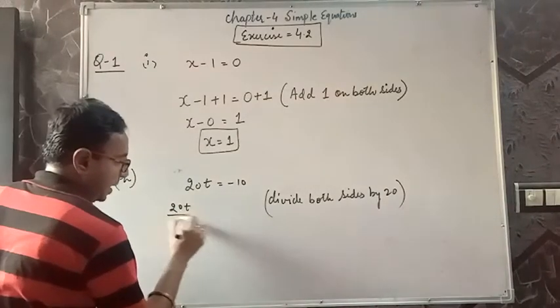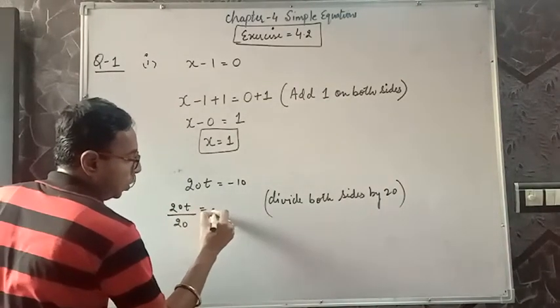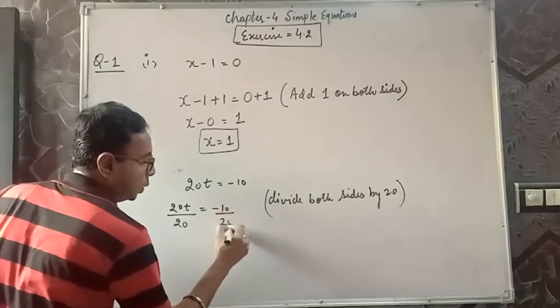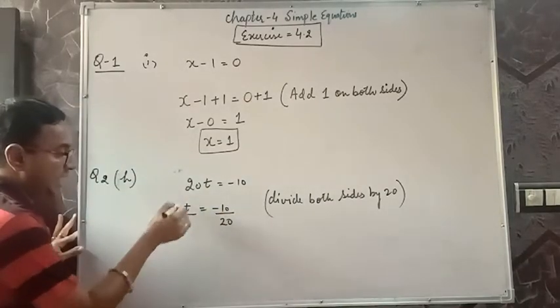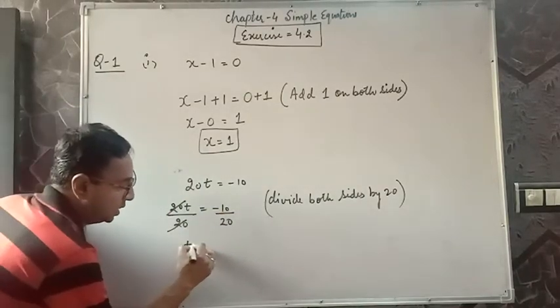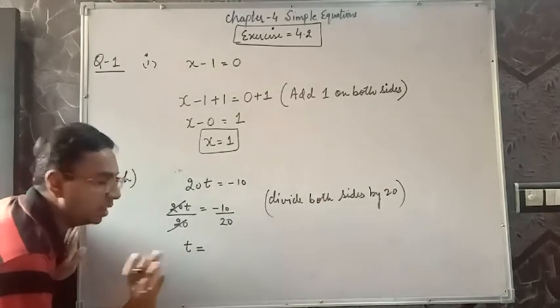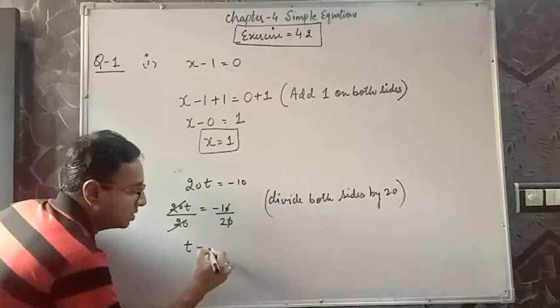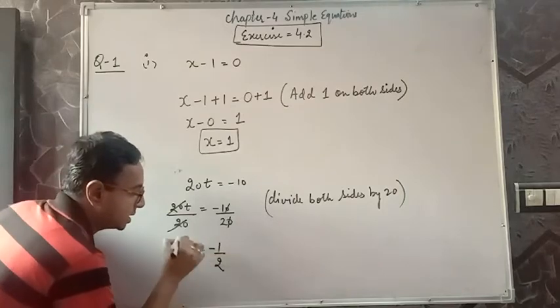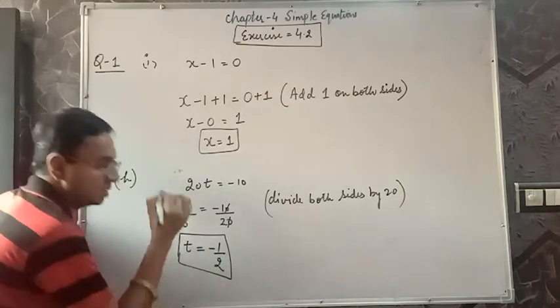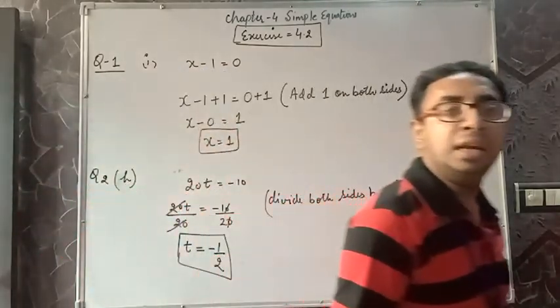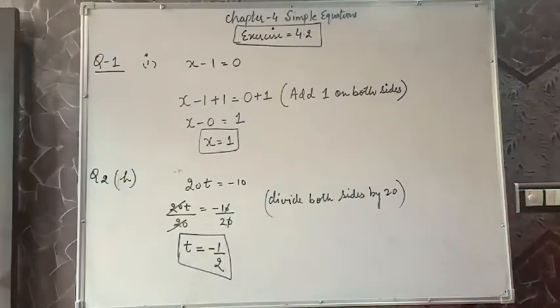20t upon 20 is equal to minus 10 upon 20. 20 cancel out. We are left with t only. We have separated the variable. 0 cancel. We are left with minus half. This is the answer. Clear? Will you be able to do it with these methods?